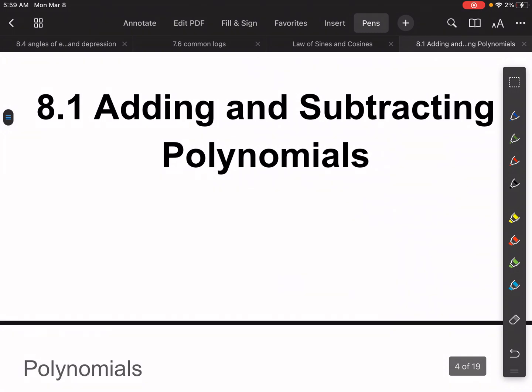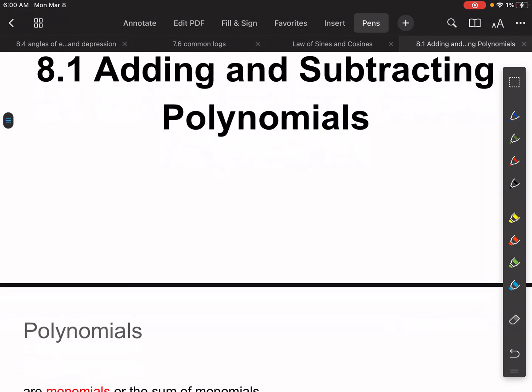All right, guys, as we get into the next chapter, chapter 8, we are going to be focusing some time on polynomials. So today we're just going to identify what polynomials are, what monomials are, and then we're going to add and subtract these things. And remember that in algebra, we tend to add and subtract things that are like terms. Okay, so we're going to be identifying some like terms and then adding and subtracting.